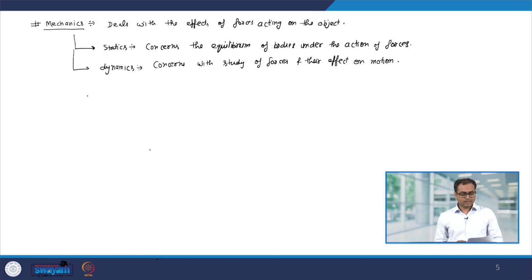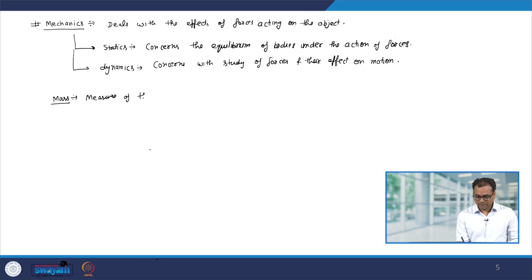But the point is, in both the cases, the forces are acting on the body. Now, to study this, we need some basic concepts like what is length, what is mass, what is rigid body, what is force, etc. Let us very quickly define two very important things, which are mass and force. So, mass is the measure of the inertia of a body.